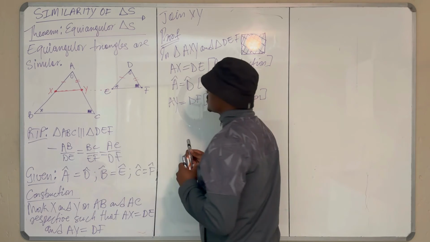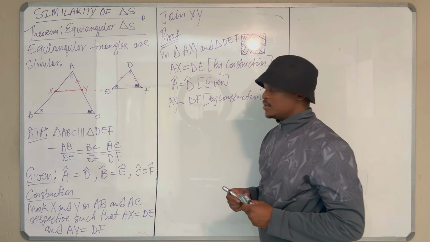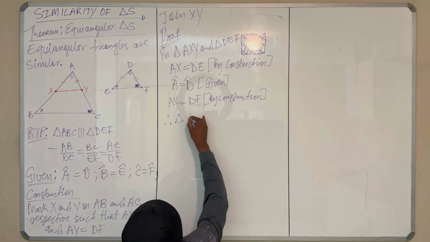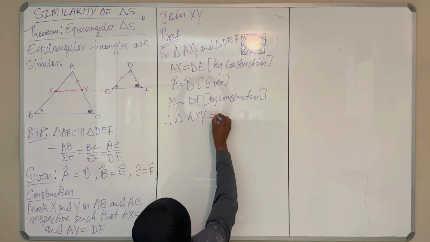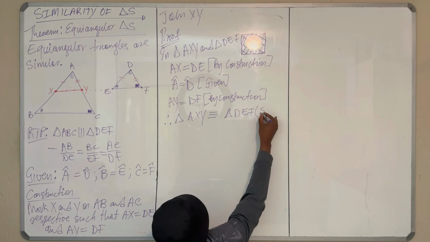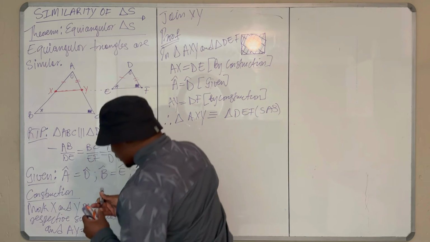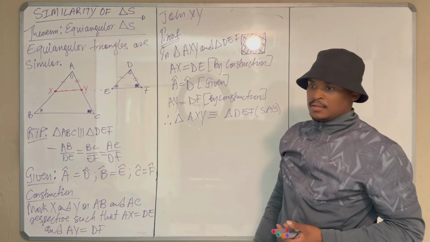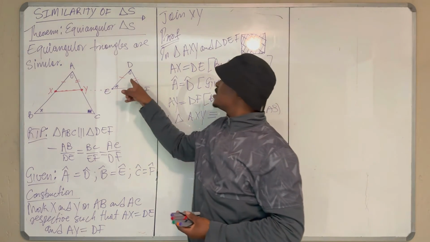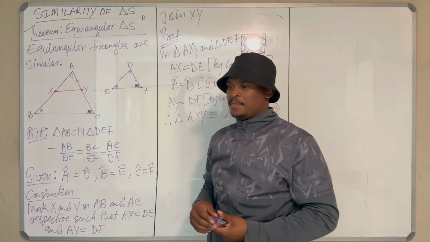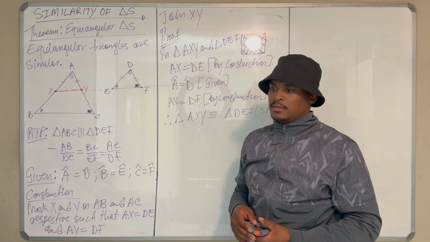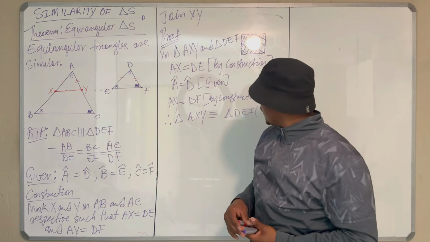If you look at these two triangles, they are congruent. Therefore, triangle AXY is congruent to triangle DEF by side, angle, side. What does it mean for two triangles to be congruent? It means they're identical. It's the exact same triangle. Like I said, because we said it's a copy and paste of it over there. So they're the exact same triangles. Do you understand? Yes. Okay.